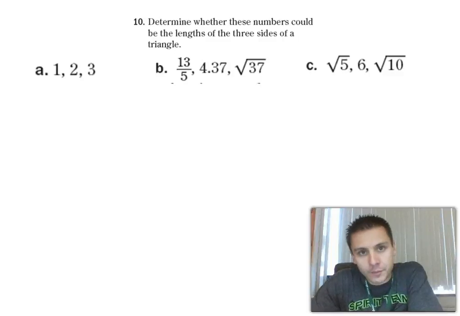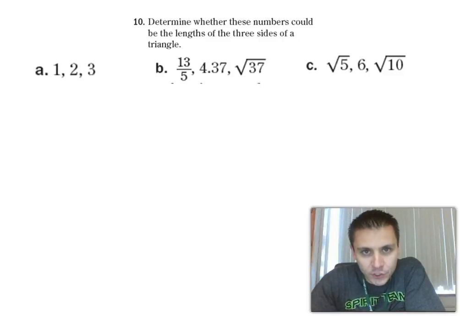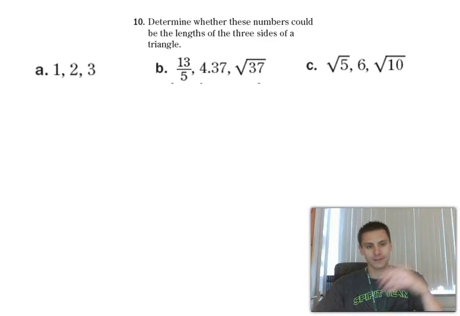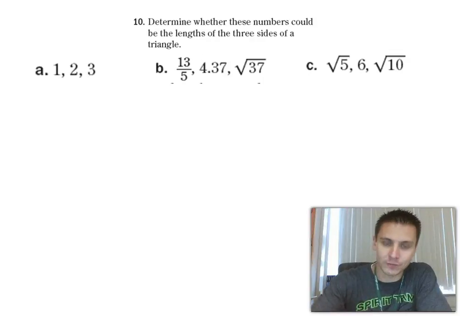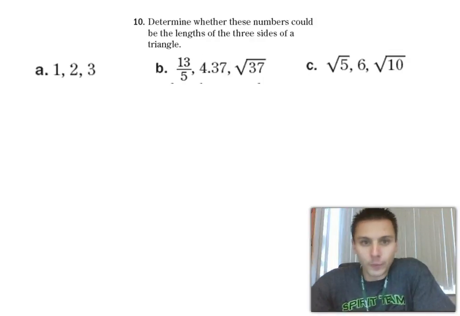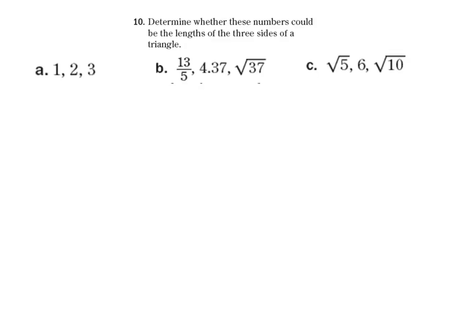Well, hello again. Mr. Buckley here with problem number 10 from your Chapter 1 Geometry Self-Test. Got to kind of think about that when I say it. Make sure I'm saying the right thing here. This is from Geometry Chapter 1 Self-Test number 10, where we are asked to determine whether these numbers could be the lengths of the three sides of a triangle.